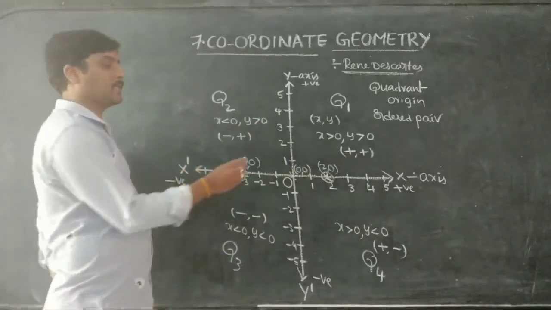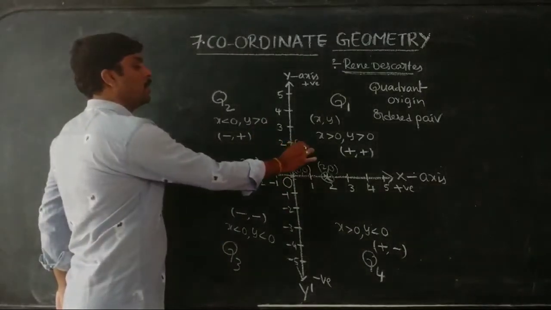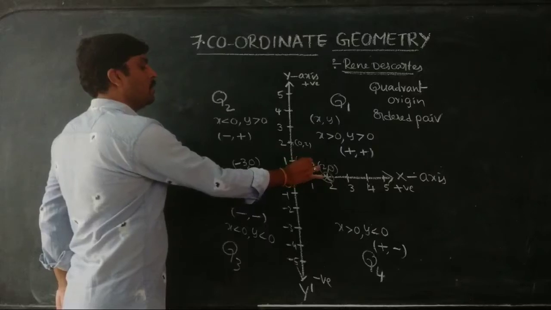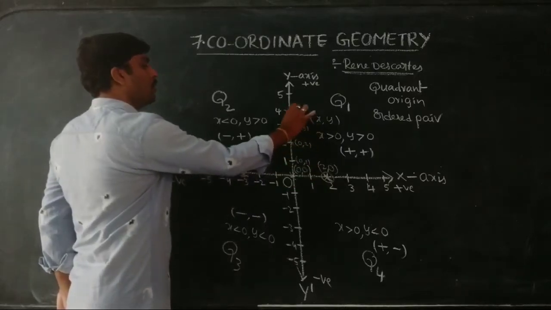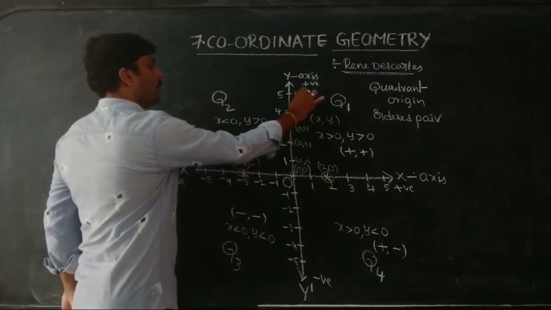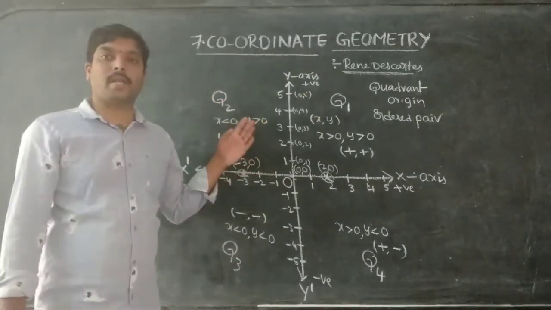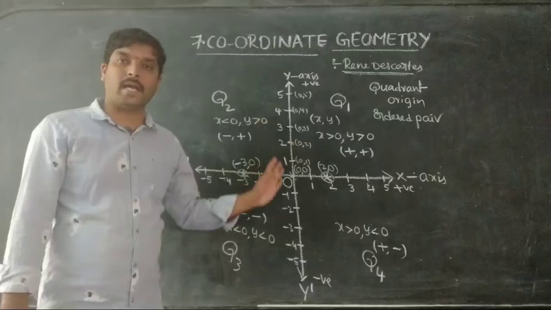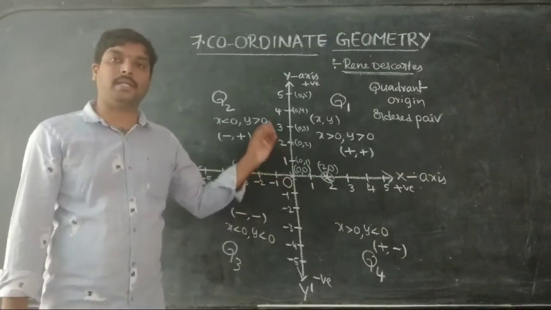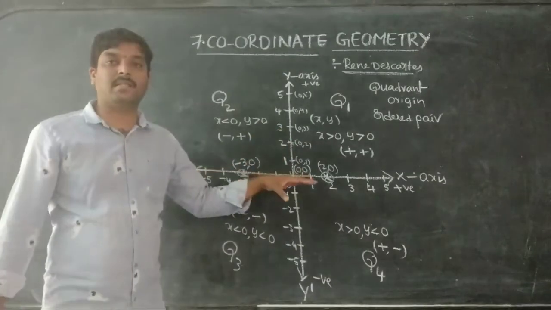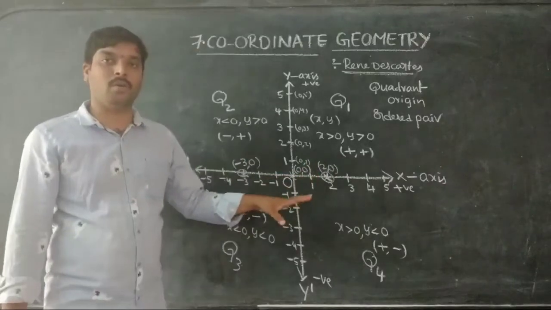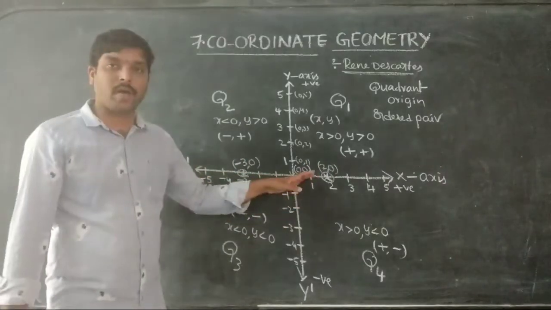Similarly, on the y-axis the points are 0 comma 1, 0 comma 2, 0 comma 3, 0 comma 4, 0 comma 5. On the y-axis, the x coordinate is 0. On the x-axis, the y coordinate is 0. So for all the points on the x-axis, the y value is 0.